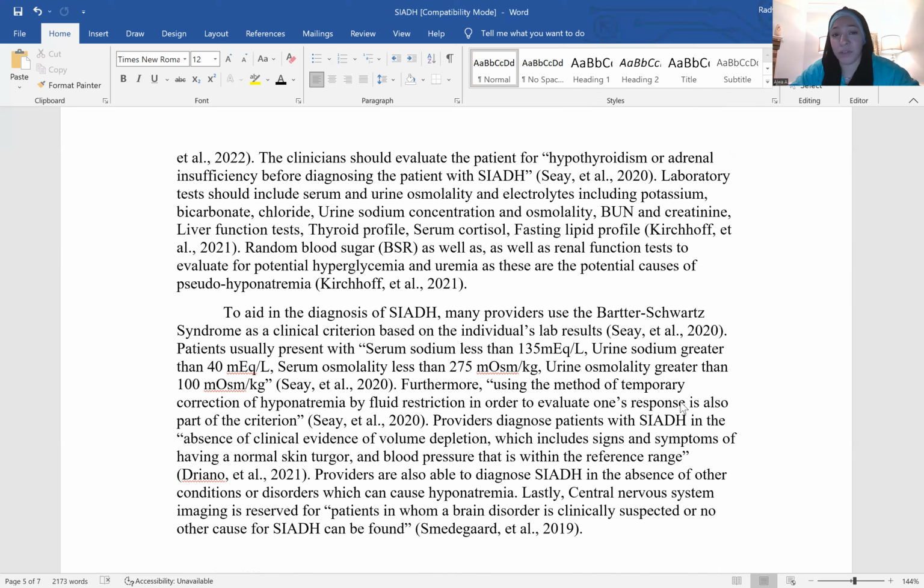Lab tests should include serum and urine osmolarity, electrolytes including potassium, bicarbonate, chloride, urine sodium concentration and osmolarity, BUN and creatinine, liver function test, thyroid profile, serum cortisol, fasting lipid profile. Also, random blood sugars as well as renal function tests to evaluate for potential hyperglycemia and uremia, as these are the potential causes for pseudohyponatremia.